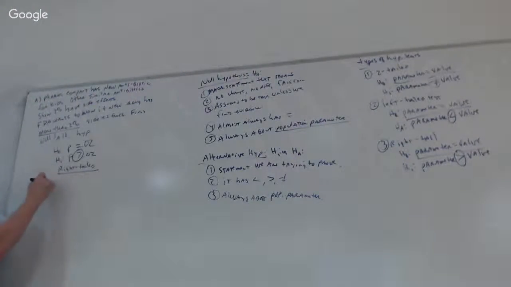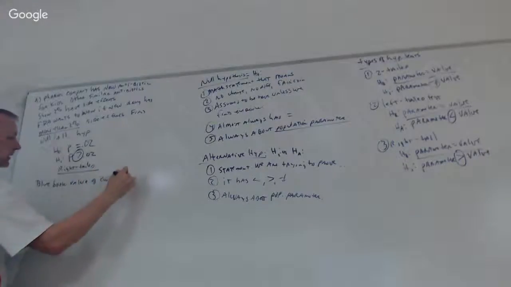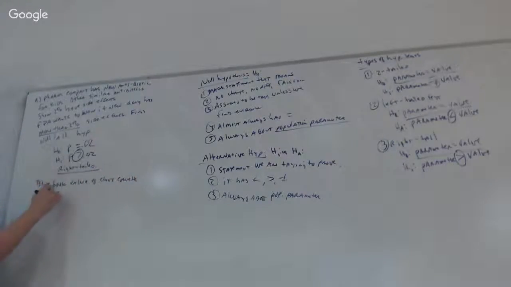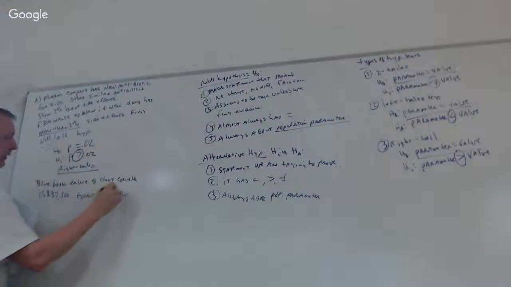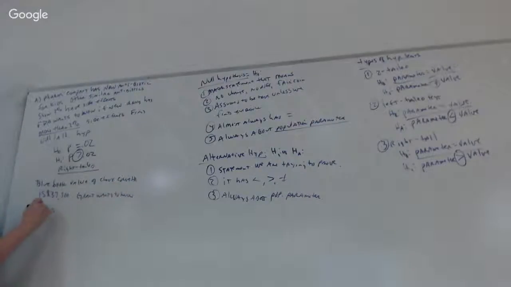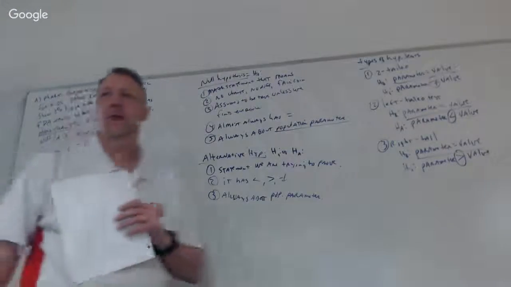Blue book value of a Chevy Corvette is $37,500. Okay? Grant wants to know if the price is different in Miami. Find the null and the alternative hypothesis.